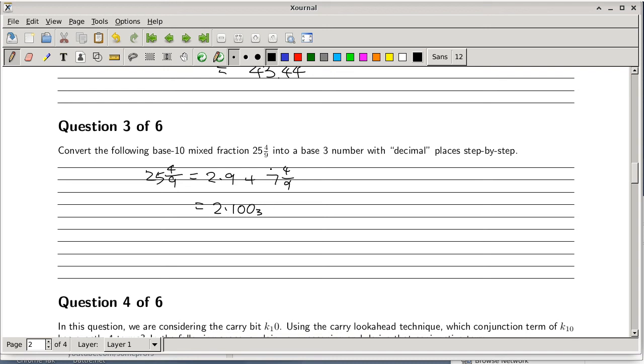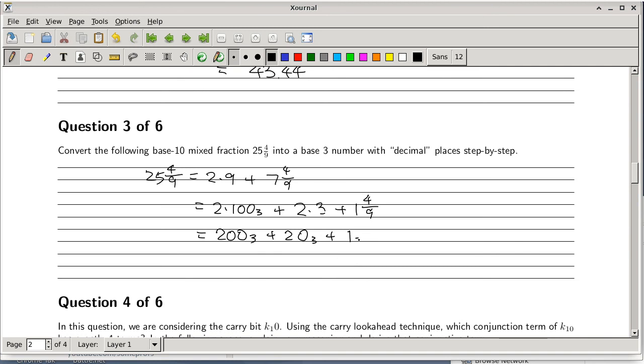Okay, let's focus on the 7. What is the next power of 3 that we need to use? We just used 3 to the power of 2, so the next one is 3 to the power of 1, which is just 3, right? How many 3s do we have in 7? 2, okay? So we have 2 times 3, and the leftover is 1. There we go. So this is 200 in base 3, and this is 20 in base 3. What about 3 to the power of 0? That's 1. And how many ones do we have in 1?